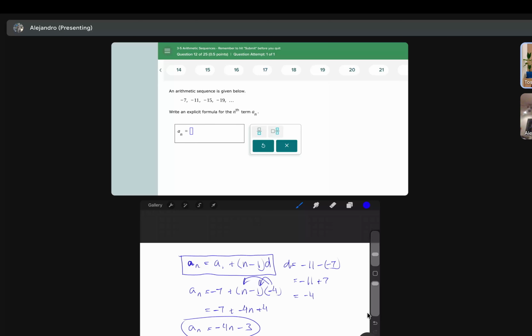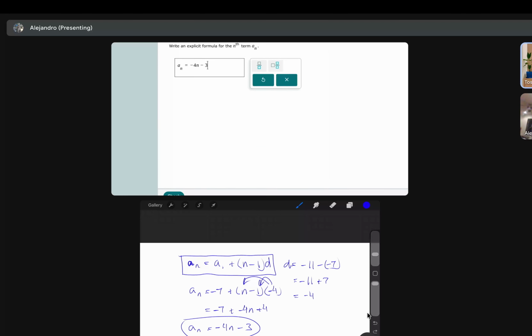Of course, they give you the a sub n, a subscript n. You just have to write this part, or type in that part. Now, since this is computerized or programmed, you can technically have -3 minus 4n. You can also do that. It will accept either one, but that's it.